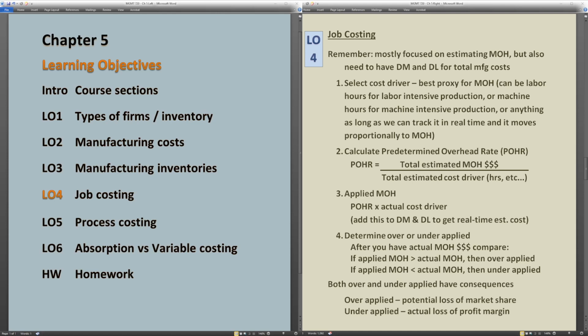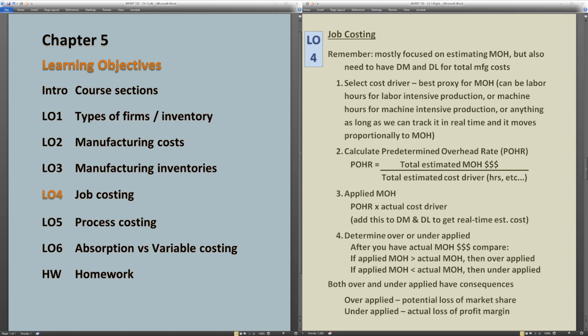Remember, we need to have some sort of proxy that allows us to track an estimate of MOH during production so that we can come up with costs so we can price it and sell it. So what do we do? Well, we kind of forget about our estimated machine hours, and we say, okay, we have this rate. We're going to multiply it by how long we actually ran the machines. And that will be our estimate of the manufacturing overhead. And at this point, now that we have an estimate of MOH, we're going to add direct materials and direct labor to get a real-time cost estimate.